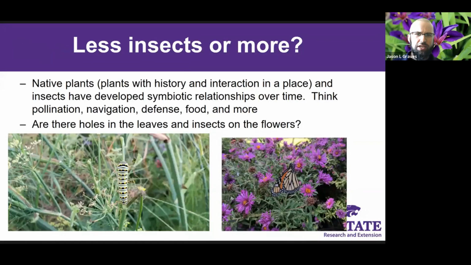And so are we after less insects or more? Good question. Honestly, I think after most of us think about it, we realize we can tolerate a lot more insects than we think we can. And as we think through the relationships between the insects and the plants that they're on, we might even ask ourselves, are there holes in the leaves and insects on those flowers? A question I like to ask is, has a plant that's fed nothing even done its job?